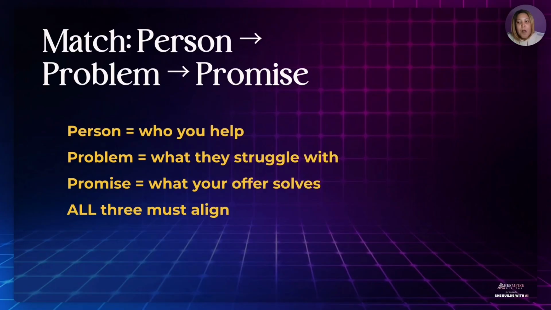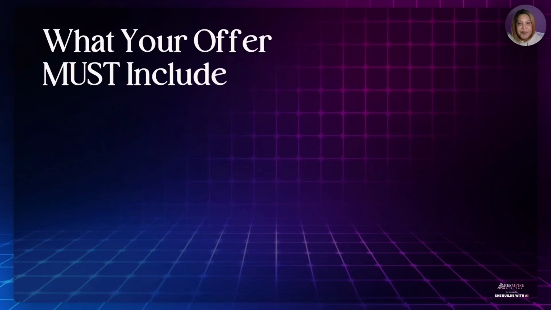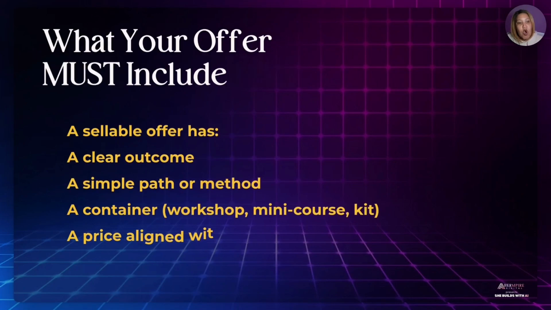If the person, problem, and promise do not match, the offer won't move. It won't go nowhere. It won't walk an inch. Okay. This alignment is what makes selling feel natural instead of overwhelming, because you're not forcing it, because the person has a problem and your offer is the promise that solves it, period. Okay. Now, for your offer to sell, it needs 4 things.